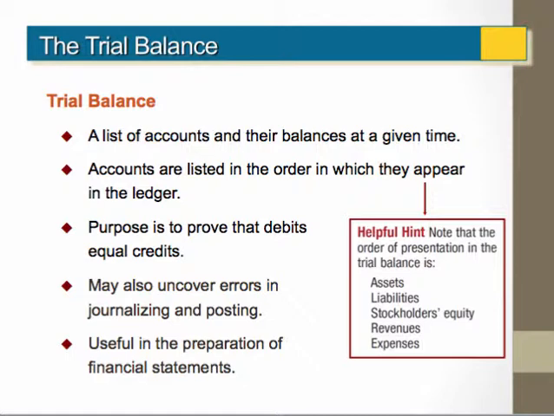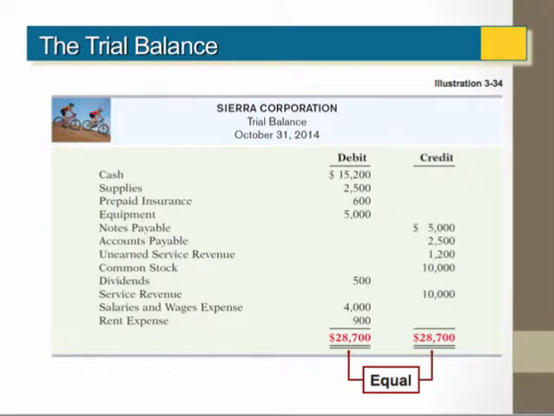This trial balance will help us to determine that we've posted all our debits and credits correctly. It does not tell us that it went into the correct account, but it does tell us that the dollar amount went into the correct debit or credit column. Once we've identified that everything is still in balance, we then can create our financial statements. So we can take a trial balance that looks something like this for Sierra Corporation. Note all the debit and credit balances, and when we add up the two columns, they equal.